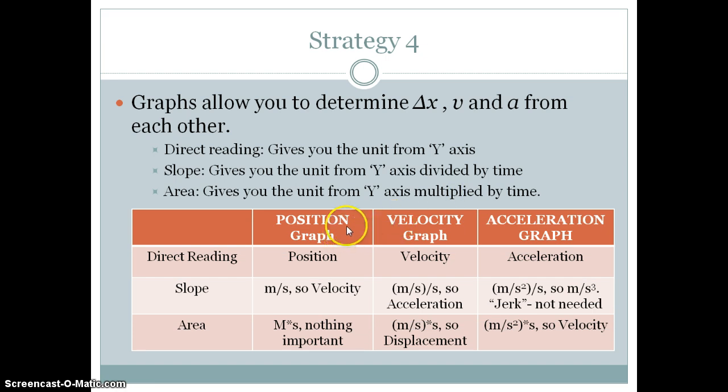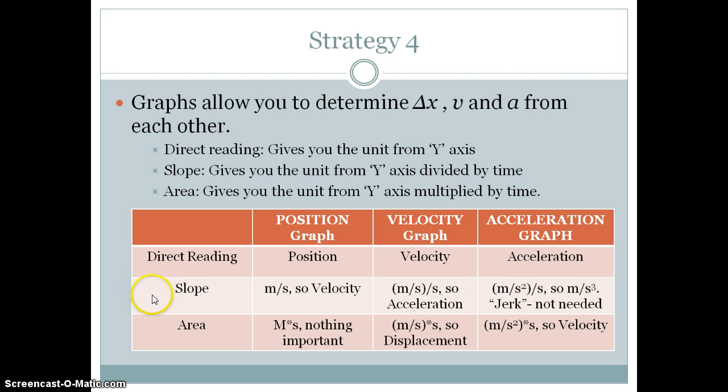And here we are. The 3 types of graph: position, velocity, and acceleration. And the 3 things you could do: direct reading, slope, and area. So direct reading is that type of graph. Position graph, you read it directly, you see position. Velocity graph, you read it directly, you see velocity. Acceleration graph, you read it directly, it says acceleration.